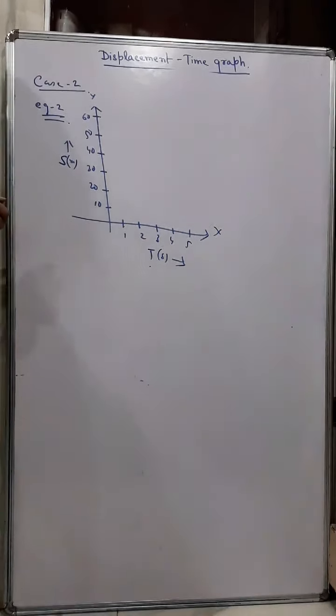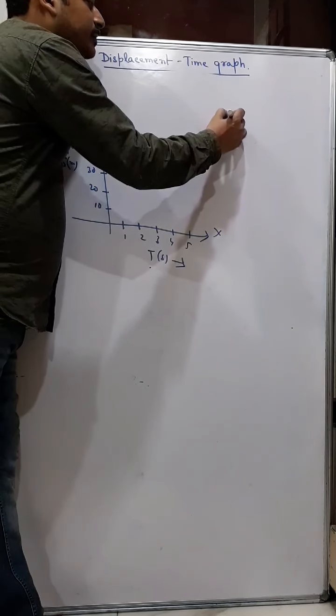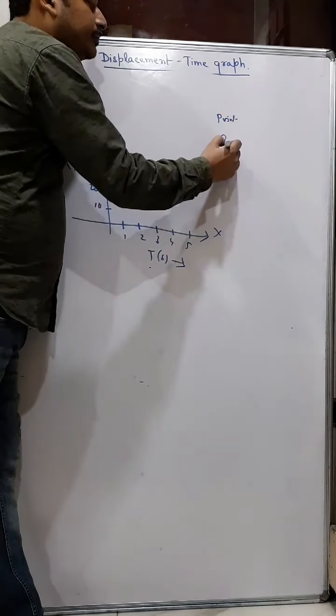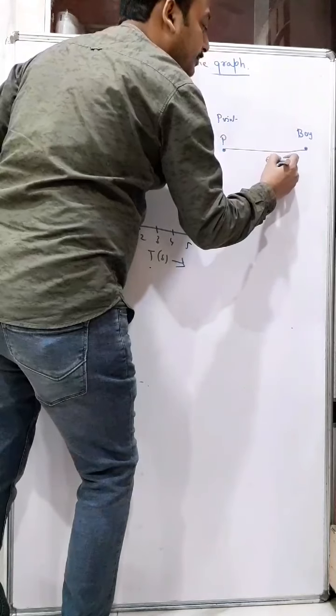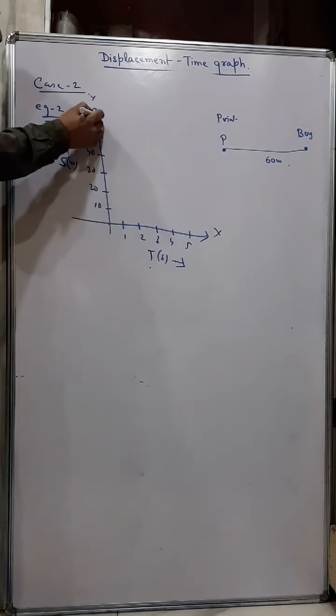Okay, again you see another example of uniform velocity. Again, this is a point, say a point P, and a boy is standing here at a distance of 60 meters, suppose. So initially the displacement of the boy is 60 meters.